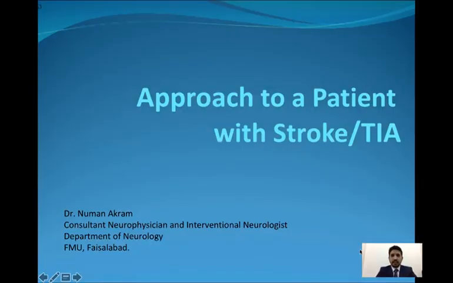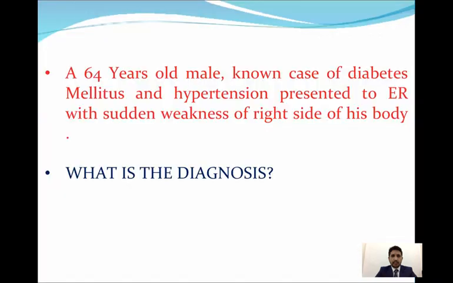This lecture is intended for undergraduate students, and today's topic is approach to a patient who presents with a stroke or TIA. Let's start with a scenario. A 64 years old male, known case of diabetes mellitus and hypertension, presented to emergency room with sudden weakness of right side of his body.